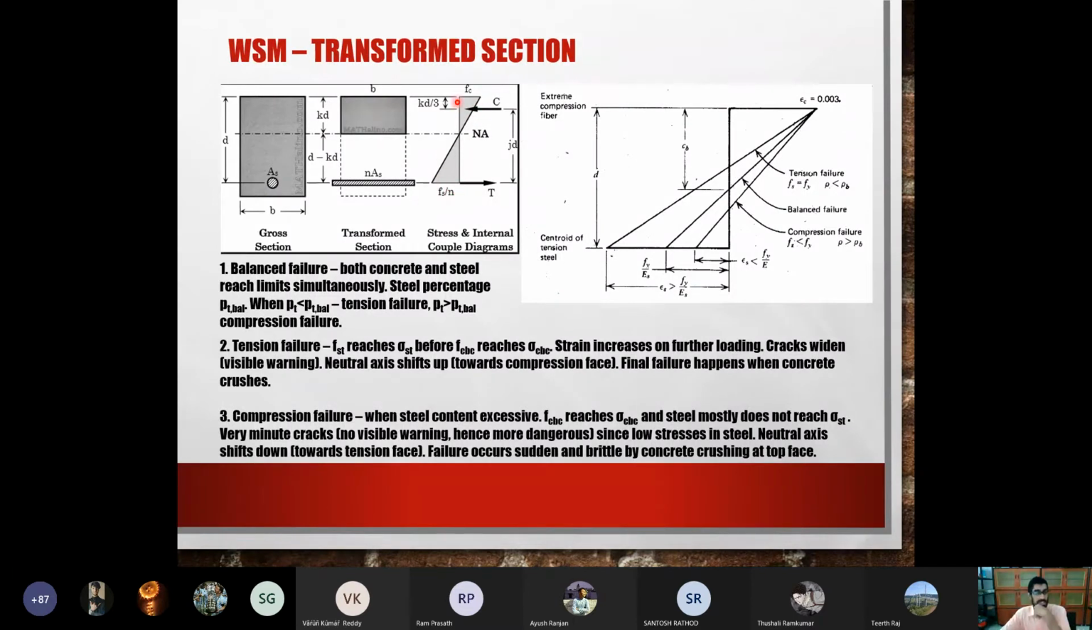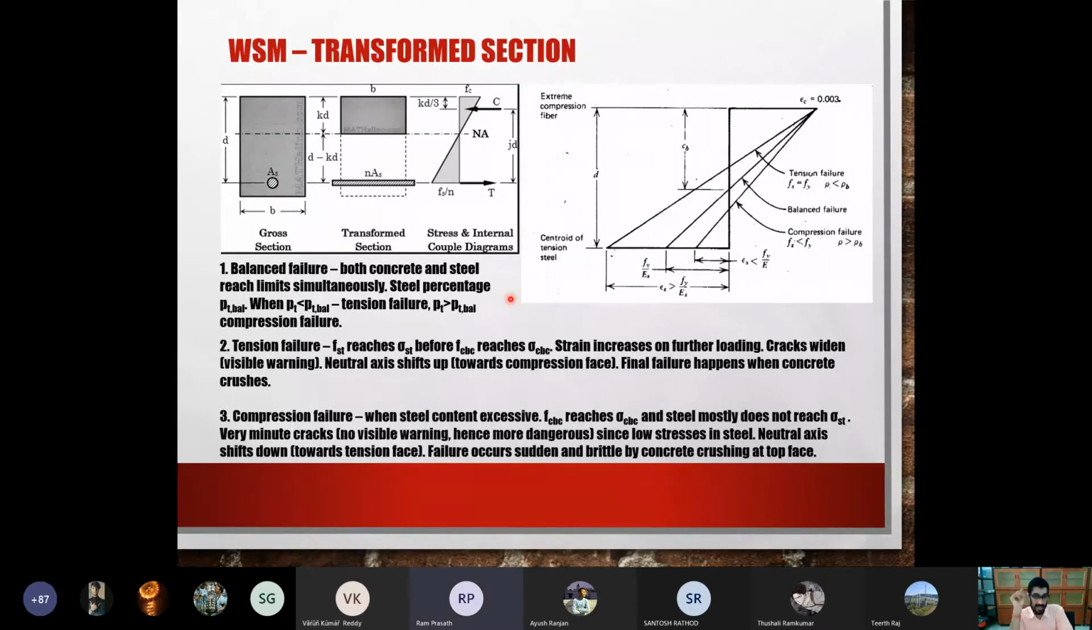Now one question that I will ask here is: you saw a few slides back that the stress-strain curve of concrete varies parabolically. Stress varies parabolically. However, here I have shown the compressive stress and tensile stress varying linearly. How is this justified?